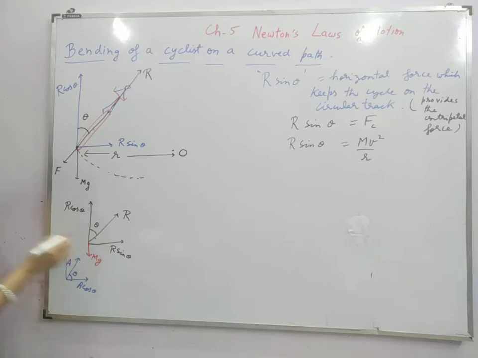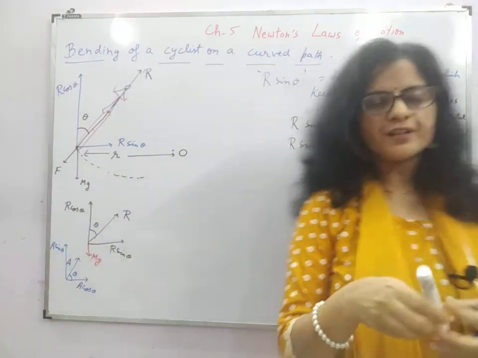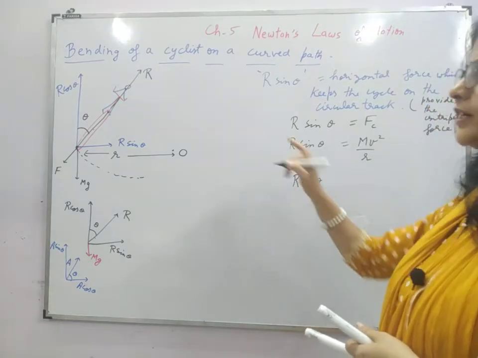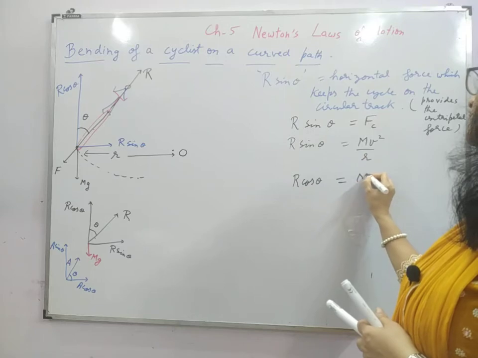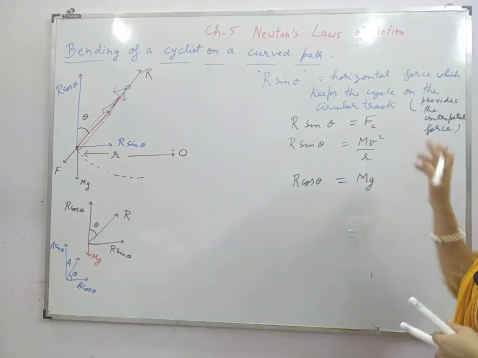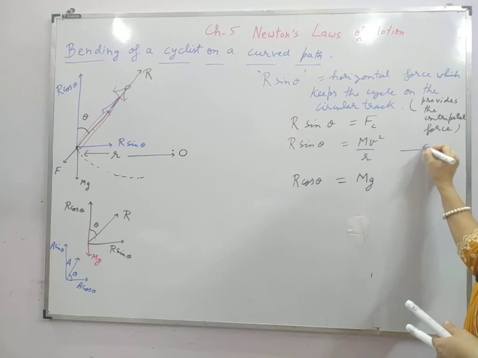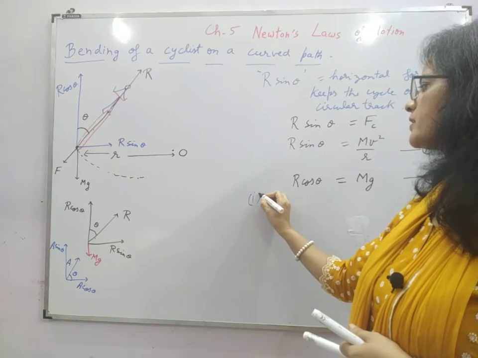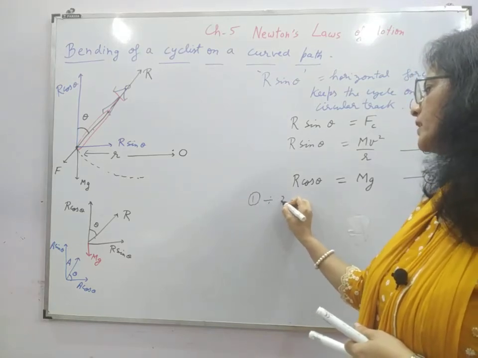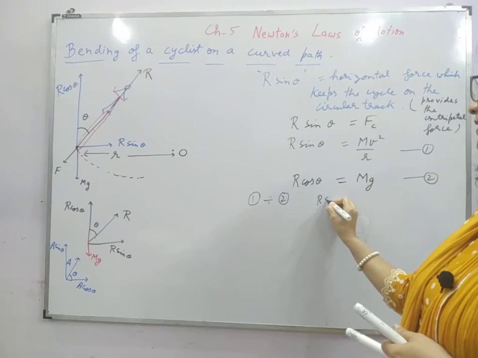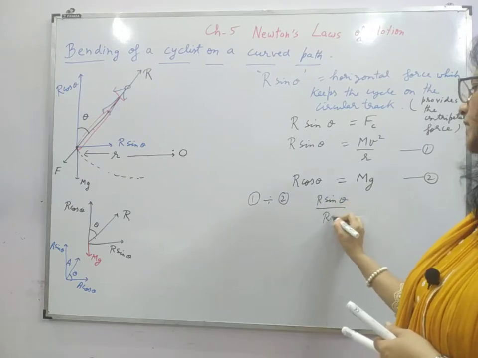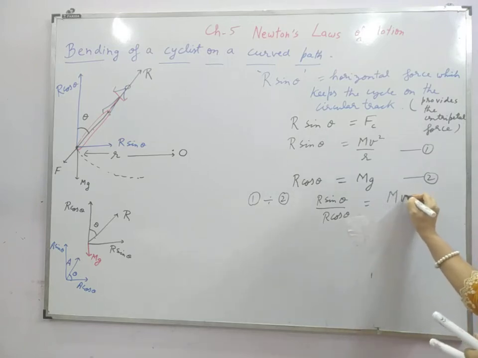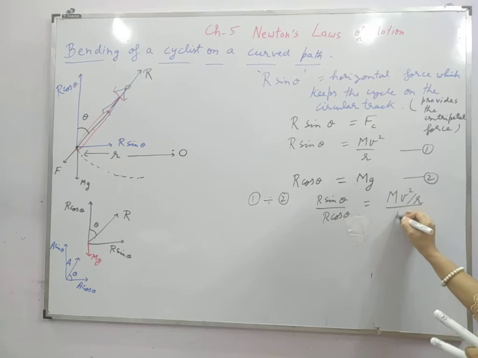Also, if you check the figure, the weight is acting downwards. So this weight is balanced by the vertical component. So I can say that R cos theta, which is the vertical component in this case, is equal to the weight of the cycle and the person. If this is my first equation, this is the second, I can divide the first by the second. So what will I get? R sin theta upon R cos theta is equal to mv square upon r upon mg.